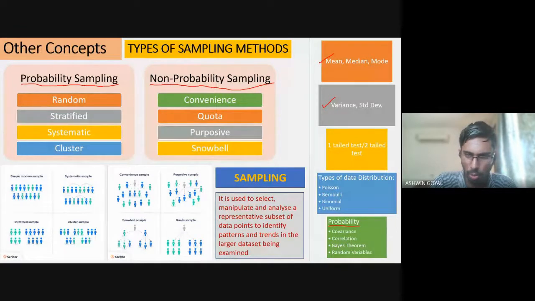Then we have the probability concepts, right? I'll not be covering probability in this course. I think most of this you either already studied during your 11th or 12th or even 10th, or these are simple topics which you can study now as well. If you've covered a course in college, then I'm very sure that you would already know these concepts: covariance, correlation, Bayes theorem, and random variables.